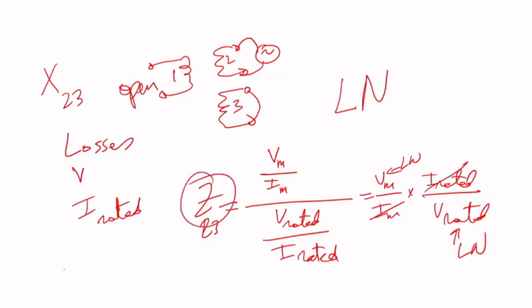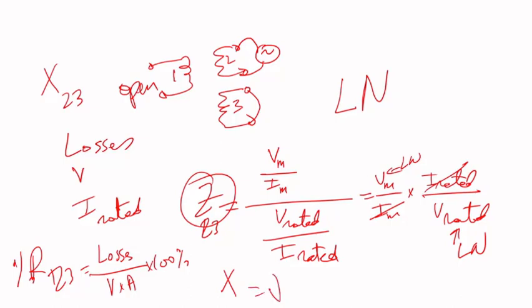Then for resistance, it's still this, so 2 to 3 is still whatever losses you measured divided by the volt times ampere times 100 if you want in percent. Then the reactance is just the square root of impedance squared minus resistance squared, between 2 to 3 in this case.